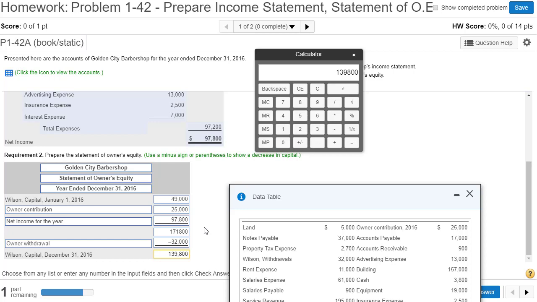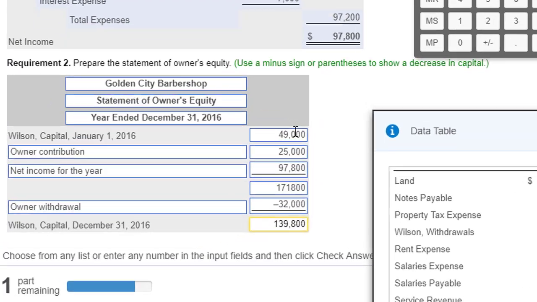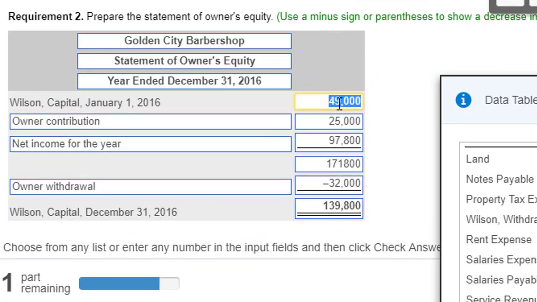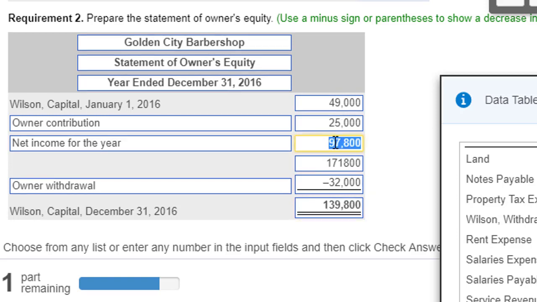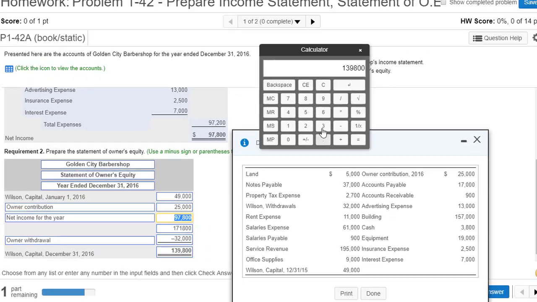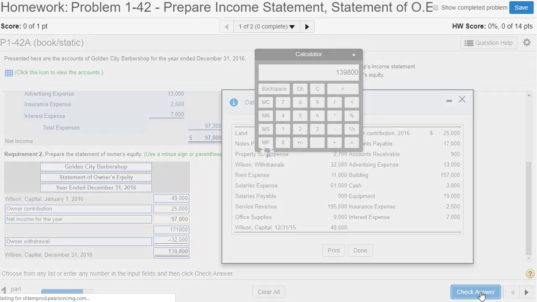So what happened to the capital? So let's look at what this statement is telling us. The statement is showing us what happened to capital. Well, capital started off at 49,000 and ended at 139,800. So our equity, also known as capital, is going up. So is that good or is that bad? Equity is good. So what's the major reason why the capital went up? The biggest reason it went up is because of net income. And that's a good sign. We have a profit. So then we check our answer.